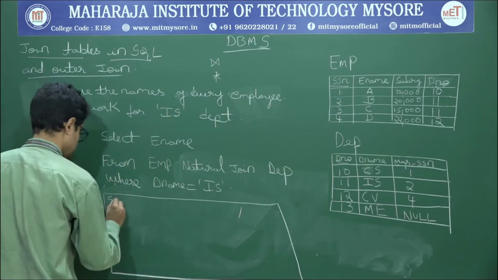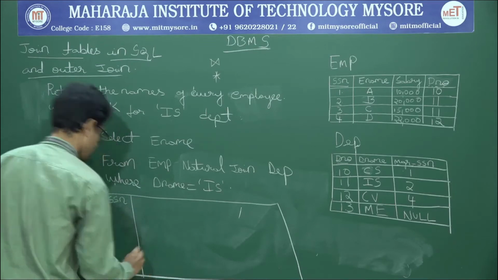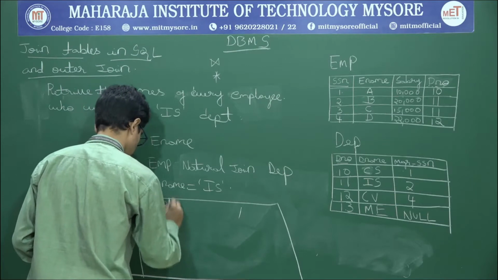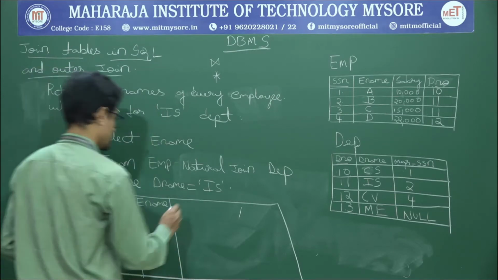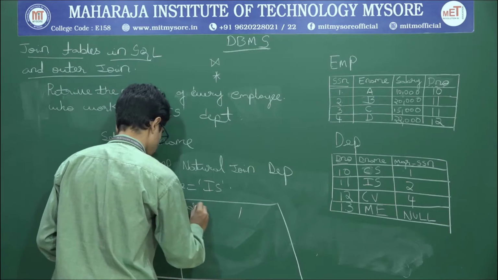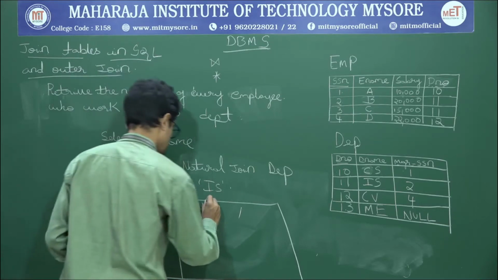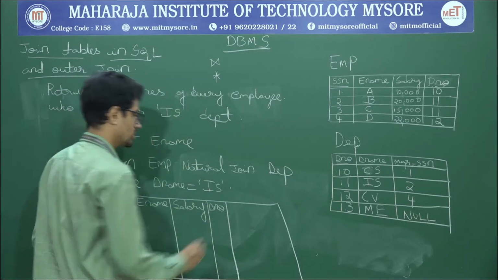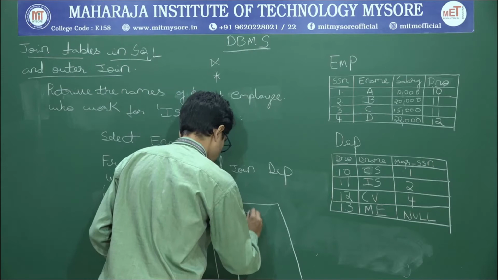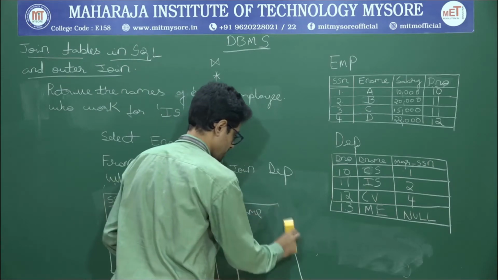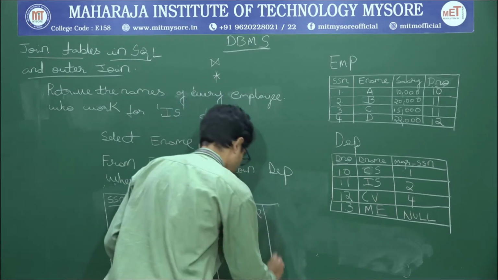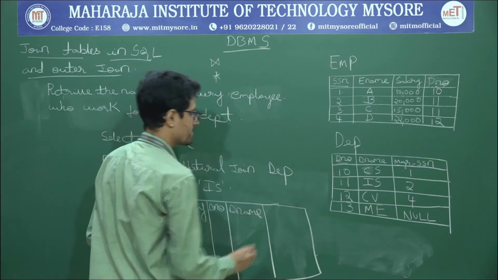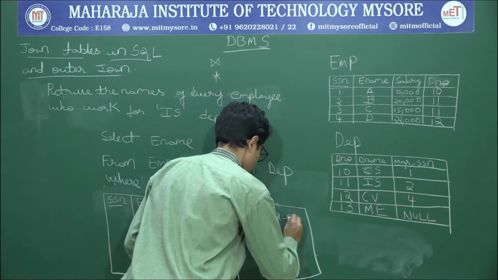That is, first we have SSN, then we have E name, salary, department number, department name, and then we have MGR SSN.